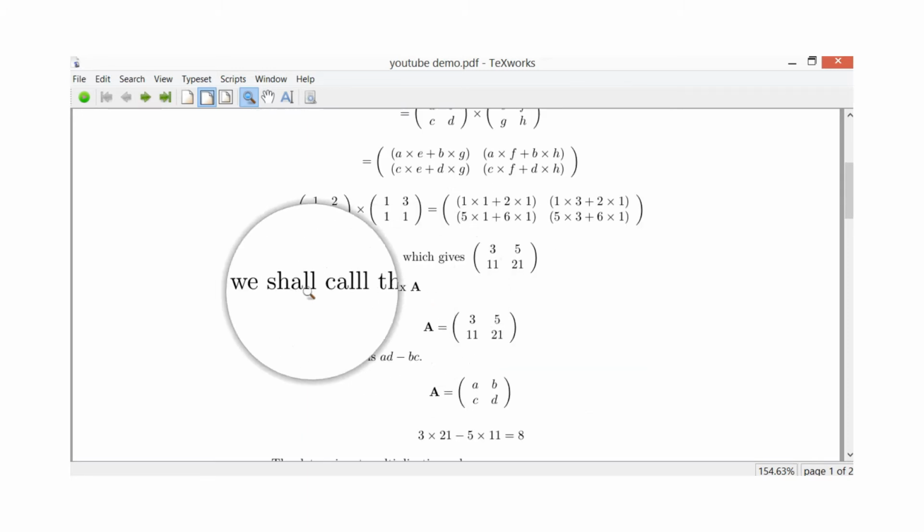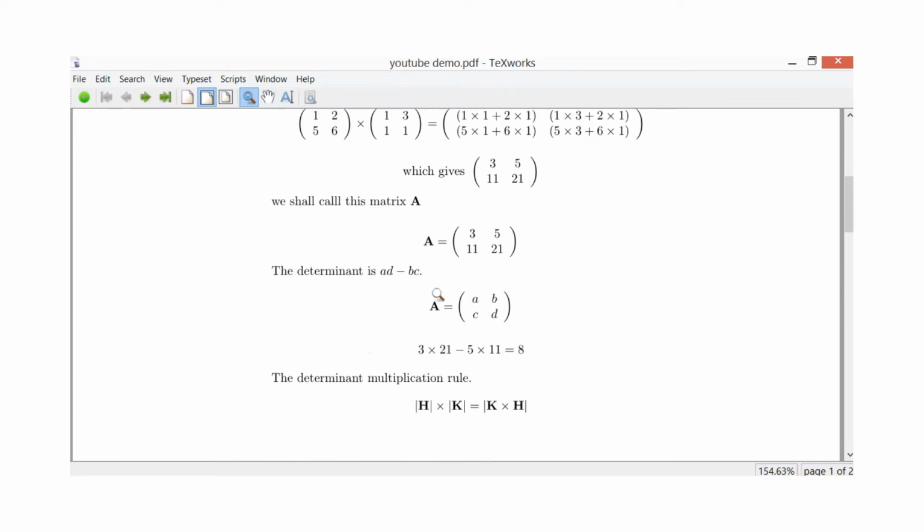We're now going to call this matrix A, just to simplify things. Now we can see how to find the determinant of a matrix. We break matrix A into variables, as we did earlier: A, B, C, D. The determinant is AD minus BC, AD being one diagonal and BC the other diagonal. So 3 times 21 minus 5 times 11.